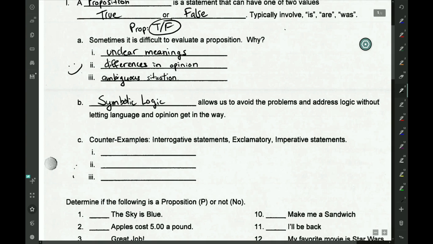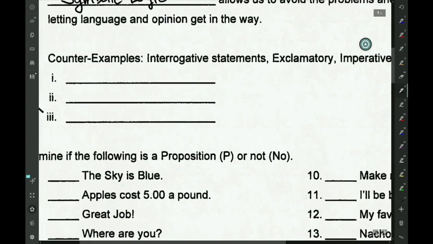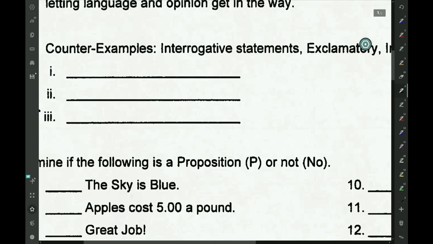Things that are not propositions are these few counterexamples here. Anything like, where are you? So, questions. Well, you wouldn't say true or false if someone asked you, where are you? It can't be answered that way because it's a question. So questions cannot be propositions.